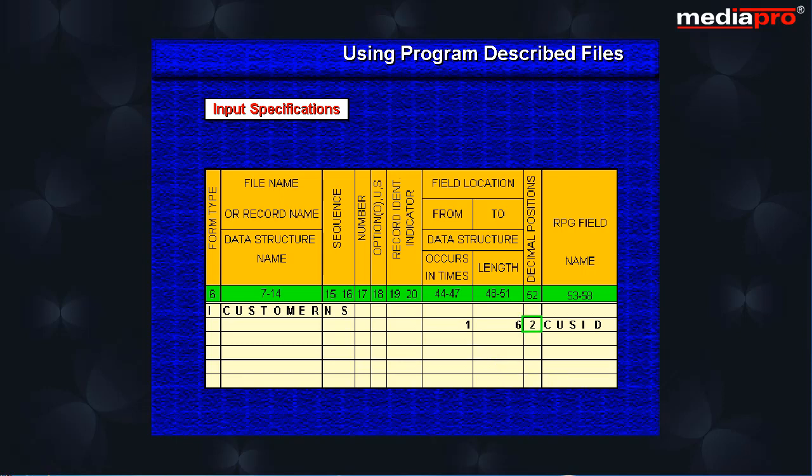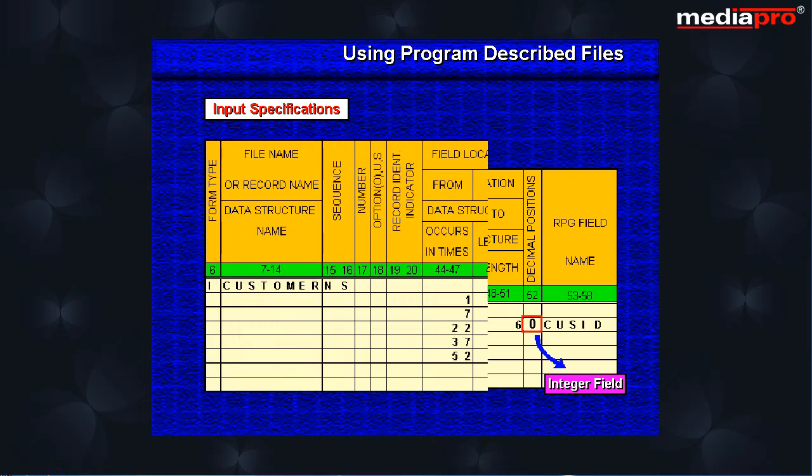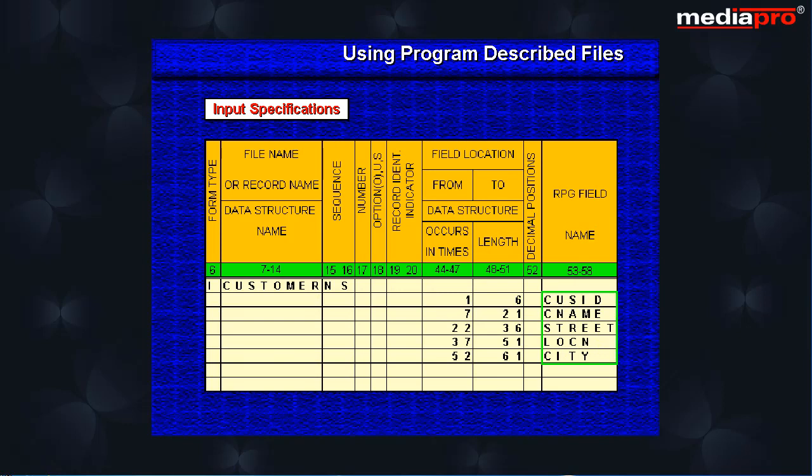Position 52 is used to specify the decimal position in a numeric field. For character fields, leave this column blank. For integer data, enter a 0 for decimal positions. Positions 53 to 58 are used to hold the field name. It should be left adjusted.